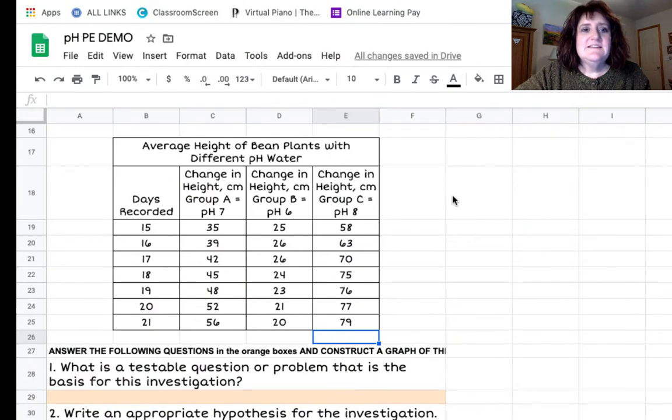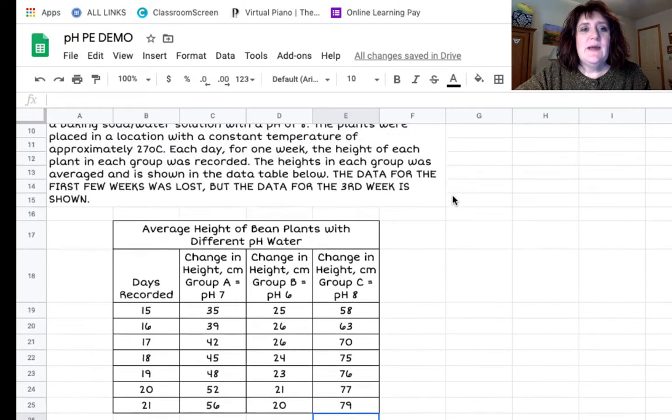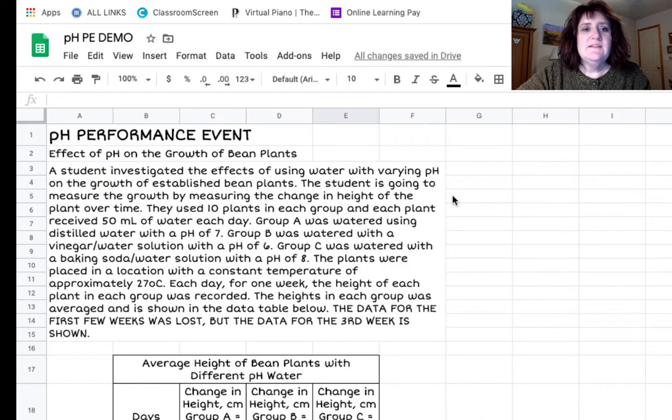This is a demo of the assignment that you have, okay? And I'm just going to read this paragraph to you. A student investigated the effects of using water with varying pH on the growth of established bean plants. The student is going to measure the growth by measuring the change in height of the plant over time. They used 10 plants in each group, and each plant received 50 milliliters of water every day.